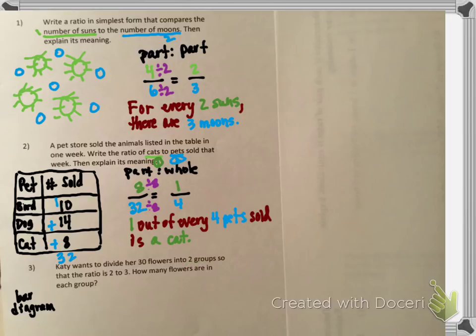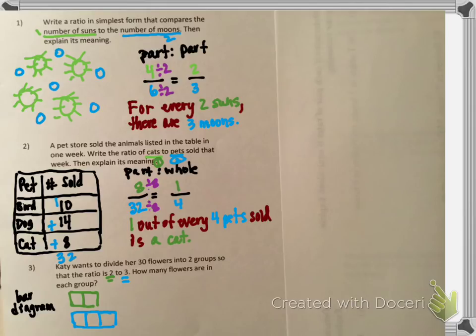Oh, wait, let's not do it that way. We have 2 to 3. So what I'm going to do is create a bar of 2, okay, and a bar of 3. Okay. And she says she wants to divide her flowers into 2 groups so that the ratio is 2 to 3. How many flowers are in each group?